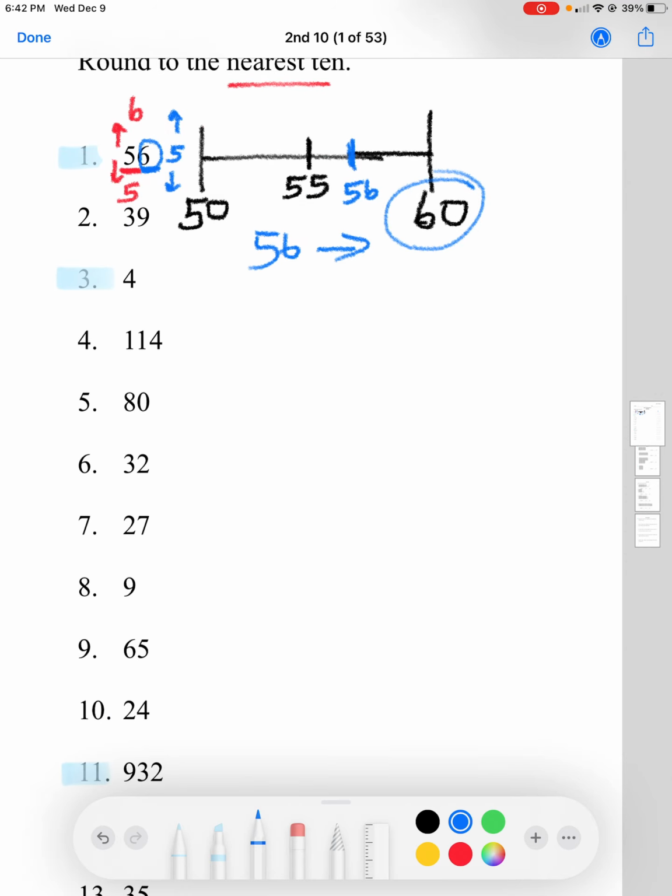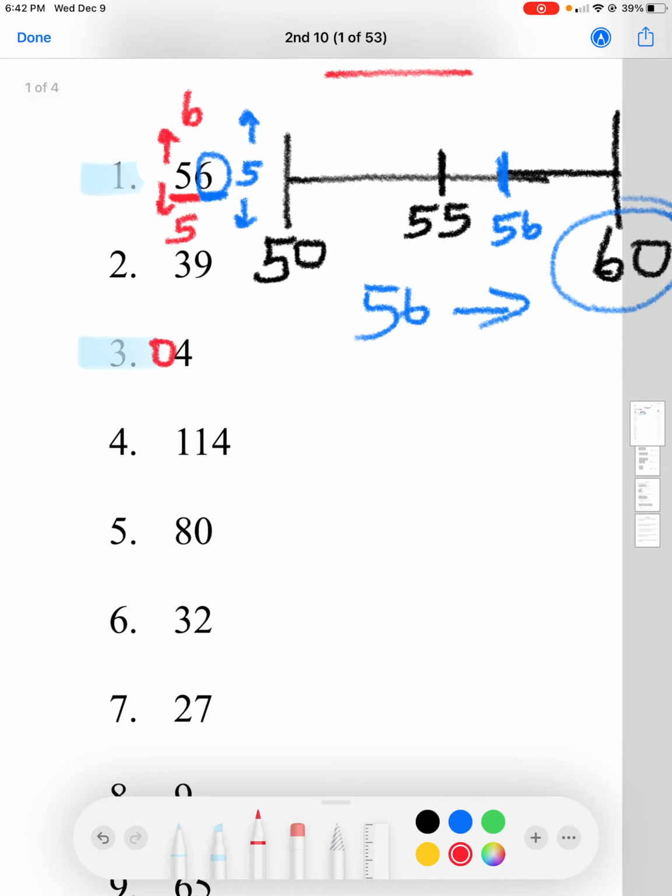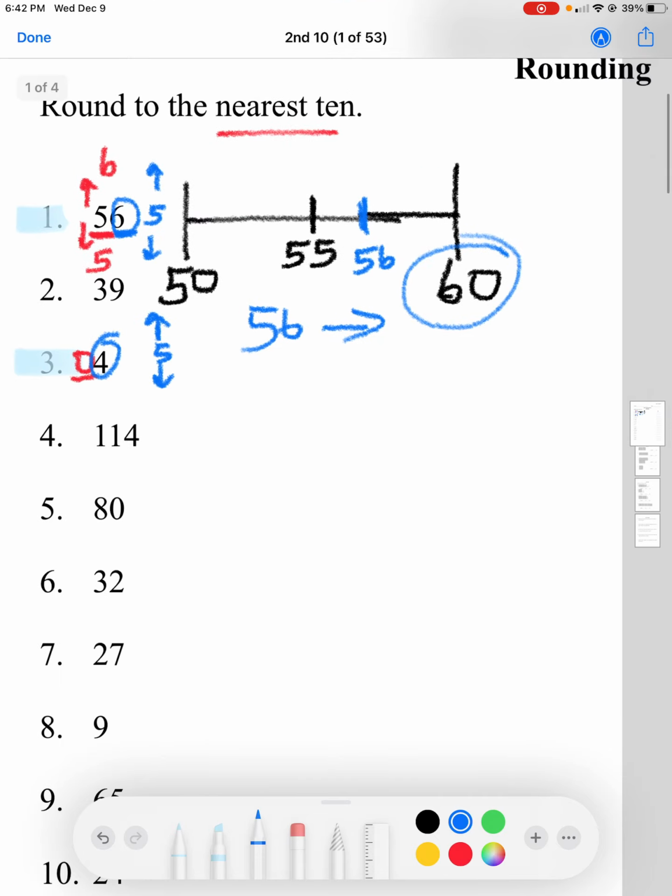We're given the number 4 to work with. Now if you look here, we have no tens place. So we're going to put a 0 right here. And then we're going to be looking at this number right here to determine whether we go up or down. If it is bigger than 5, we're going up. If it's smaller than 5, then we're staying the same.